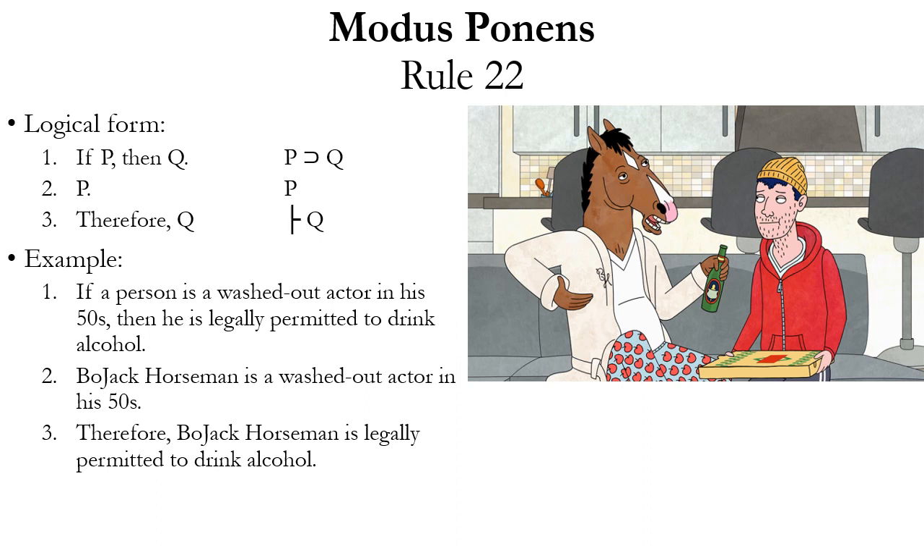For example, you could have a modus ponens argument in which it begins, BoJack Horseman is a washed out actor in his 50s, and then continues, if a person is a washed out actor in his 50s, then he's legally permitted to drink alcohol. If the conclusion was the same, it would still count as a modus ponens argument.